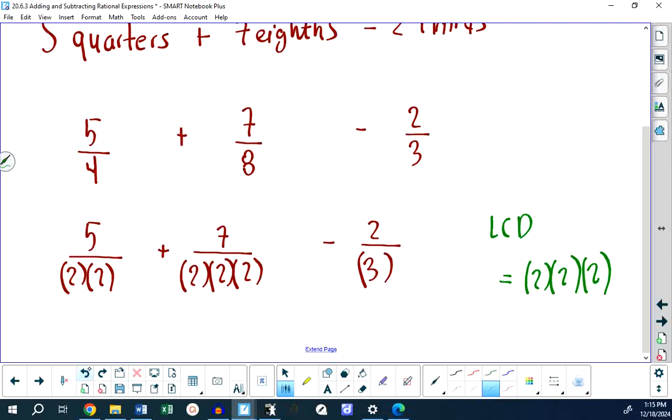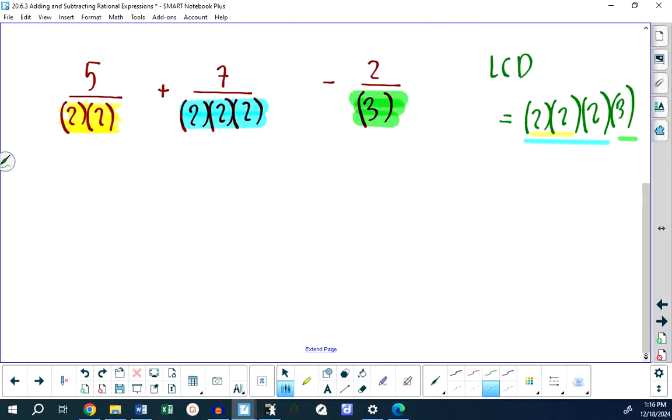So is the first denominator represented in our lowest common denominator? Yes. Is our second denominator represented in this denominator? Yes. There's an overlap there. And is our third denominator represented? Well, not yet. But it is now. And when you multiply 2 by 2 by 2 by 3, you get 24. That means we're going to put this over 24.